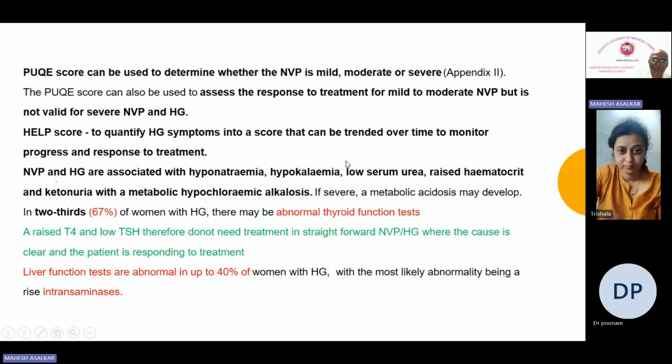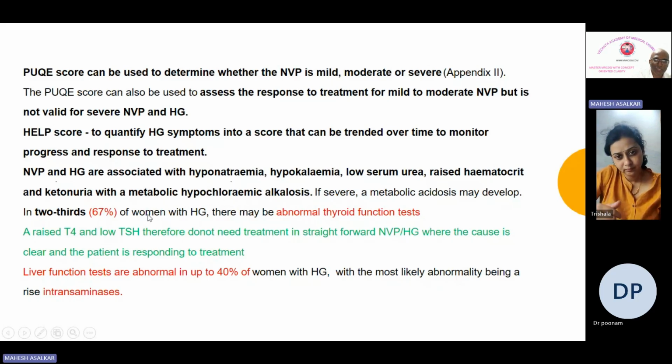Most of the students get confused about what happens to the urea. Urea, does it increase? But if you read the guideline, it mentions there is a low serum urea. Okay, especially in early stages, unless there is an acute injury to the kidney. Okay, if severe, then there will be metabolic acidosis, and otherwise the common one is a metabolic hypochloremic alkalosis. So this is also a question. What is the metabolic change? It is a metabolic hypochloremic alkalosis. This is a question. Okay.